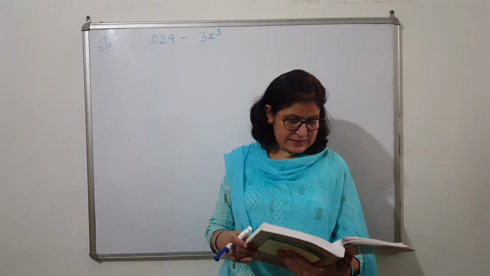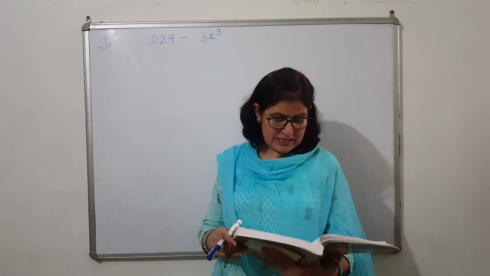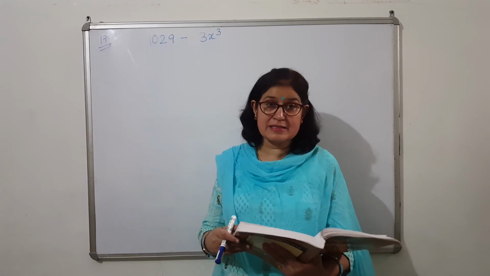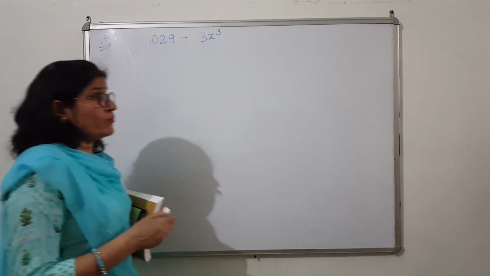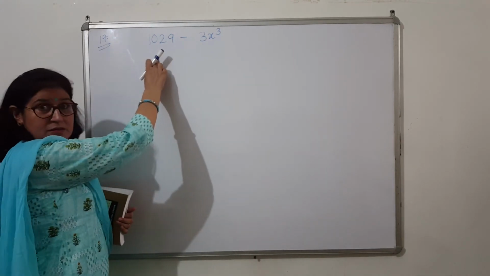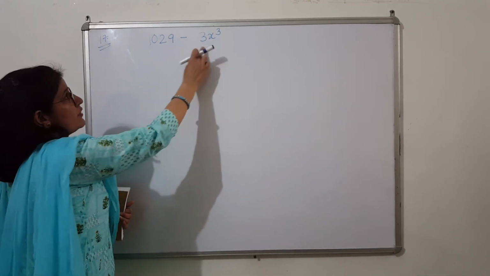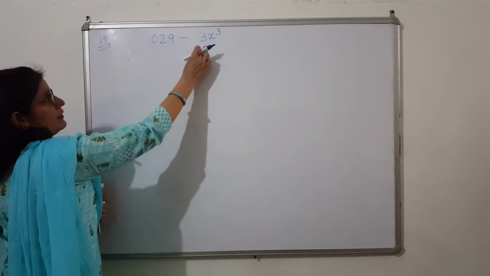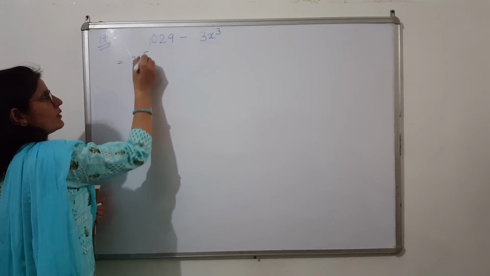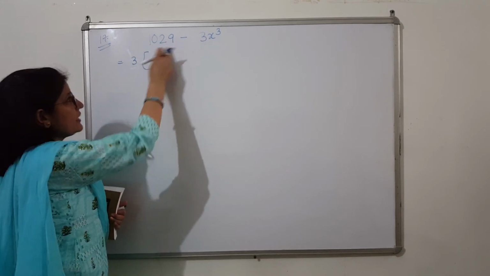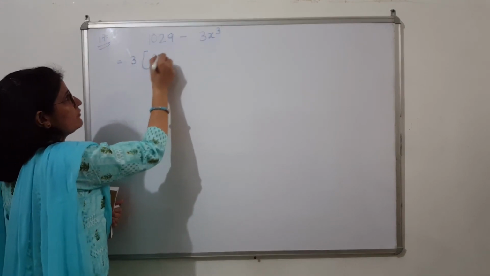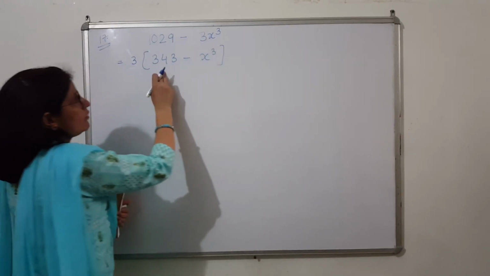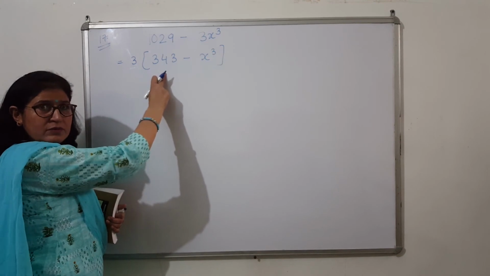Next, question 17. In this question the statement is like this. You have to factorize 1029 minus 3x cube. So is 1029 the cube of any number? No. So whatever is common first, that we will take. Both the terms are divisible by 3. 3 we will take common. When you divide 1029 by 3, what do we get? We get 343 minus x cube. Now 343 is the cube of 7.